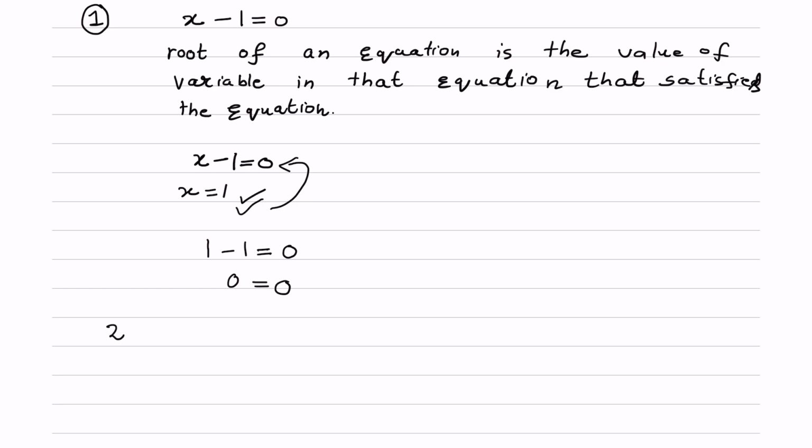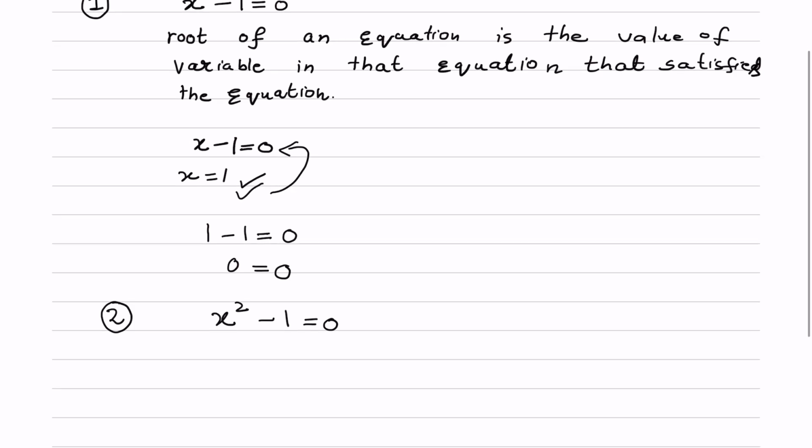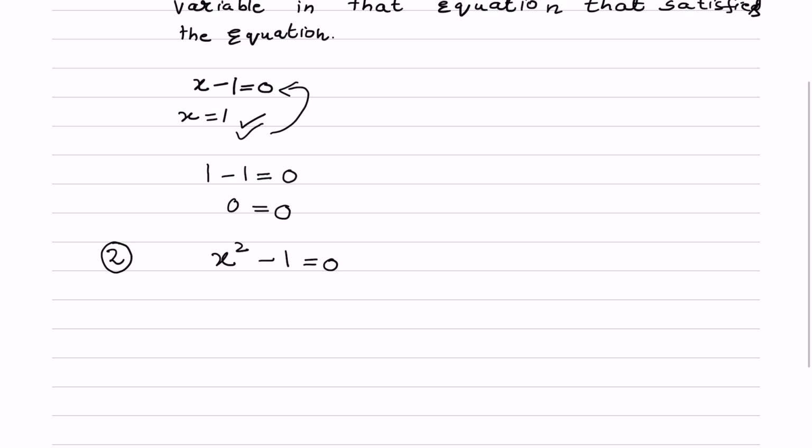Let's try another simple example. Let's say we want to find the root of this equation. Now, first of all, this equation is a 2-degree equation because the maximum power on variable here is 2. So this equation is going to have two roots, two solutions, because the maximum power on the variable is 2. Or you can think like this, that if the degree of an equation is 2, it will have two solutions or it will have two roots. If the degree of an equation is 3, then it will have 3 roots or it will have 3 solutions.